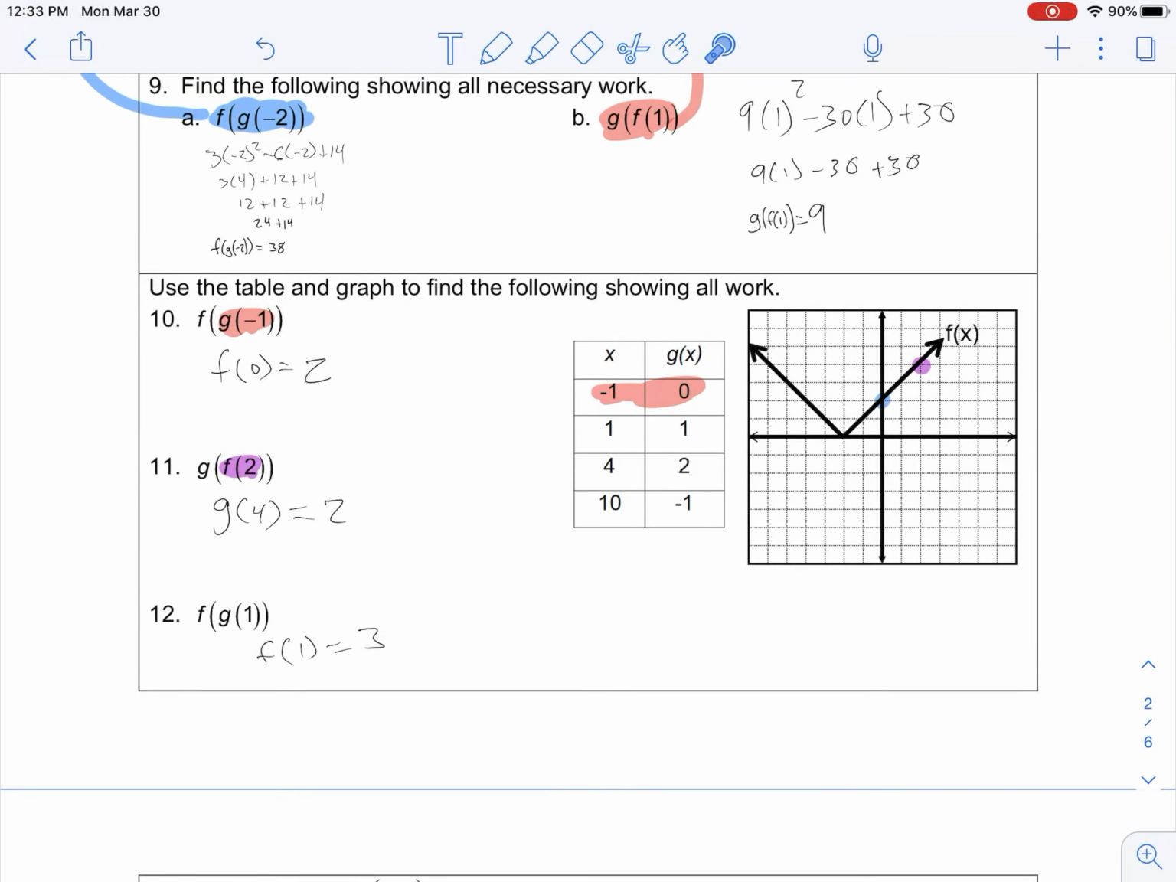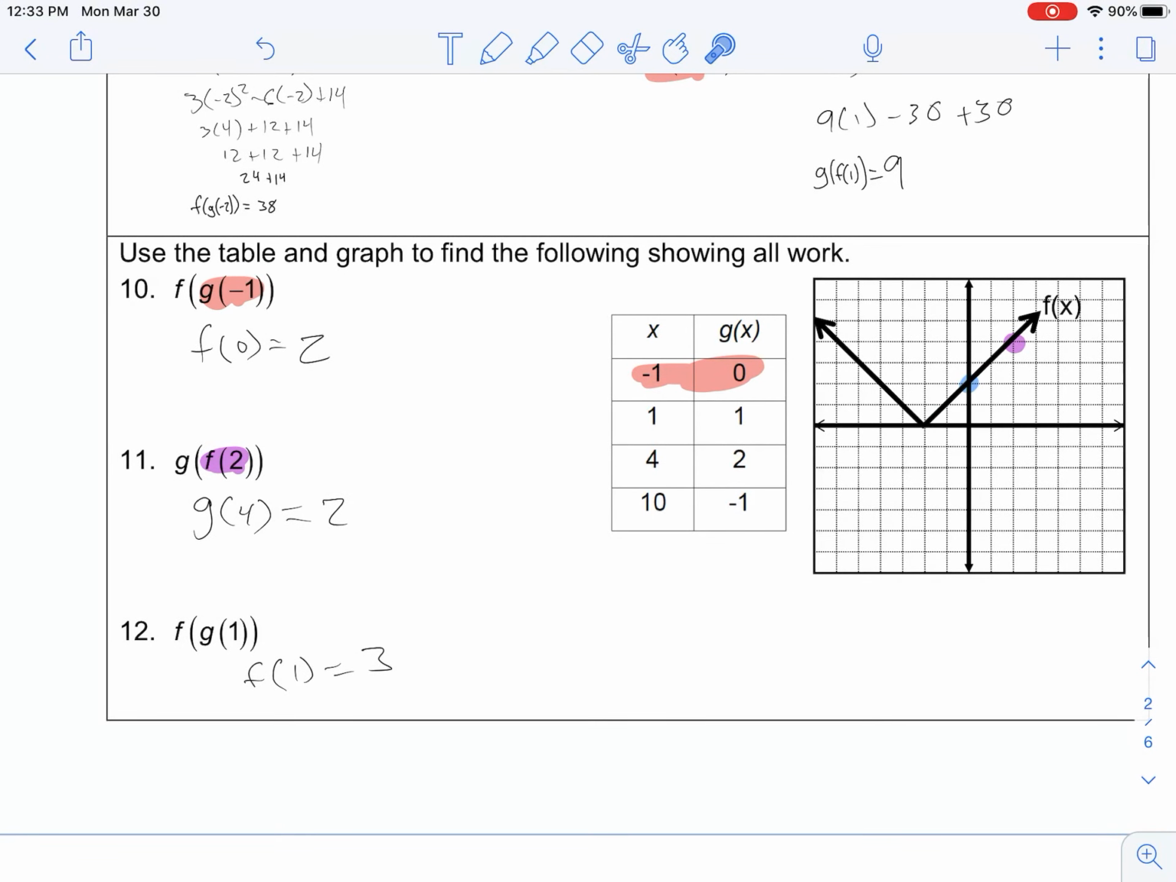Okay, numbers 10, 11, and 12. These are fairly simple, but they can be confusing. So we're always looking at the inside here. G of negative 1 means I'm looking at my g of negative 1, which is 0. So g of negative 1 is 0, so I'm replacing that here to find f of 0. So when I go to my f of x graph here, I'm going to 0 on my x-axis, and the corresponding is 2 on the y. So when we use 0 here, it corresponds with 2.